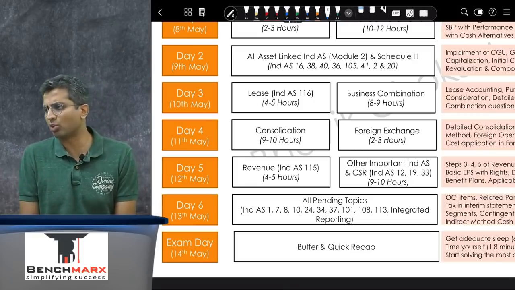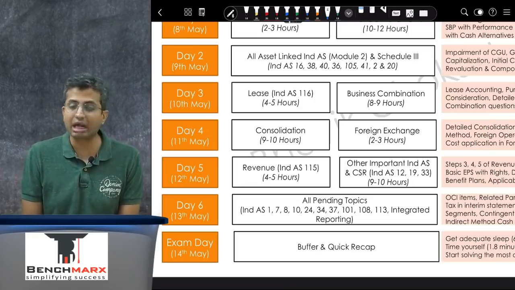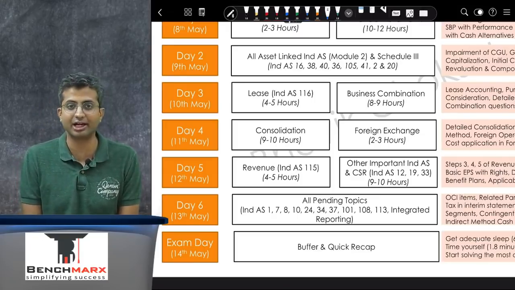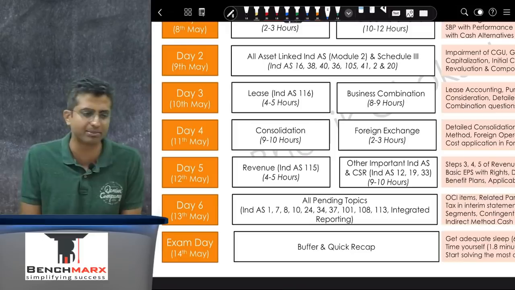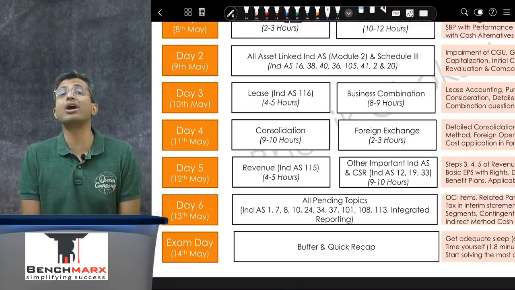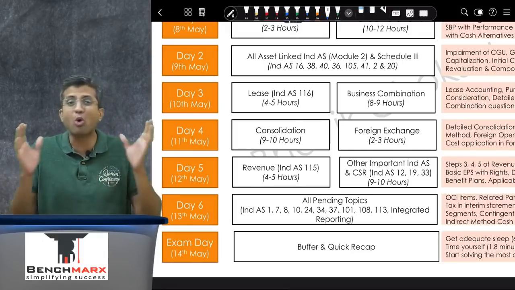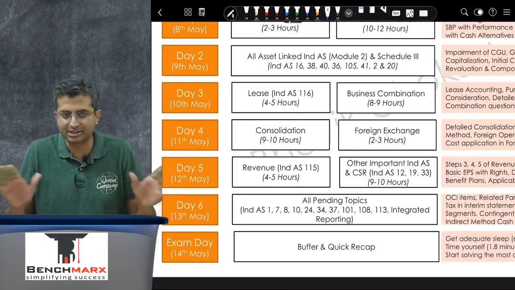One important thing that I would want you to remember is do not try to read anything new at this stage. I understand that there would be a temptation that this might come, this might not come, but this is a point where you focus on your strengths. You try to consolidate on your strengths. You don't try to patch up the gaps at this stage.